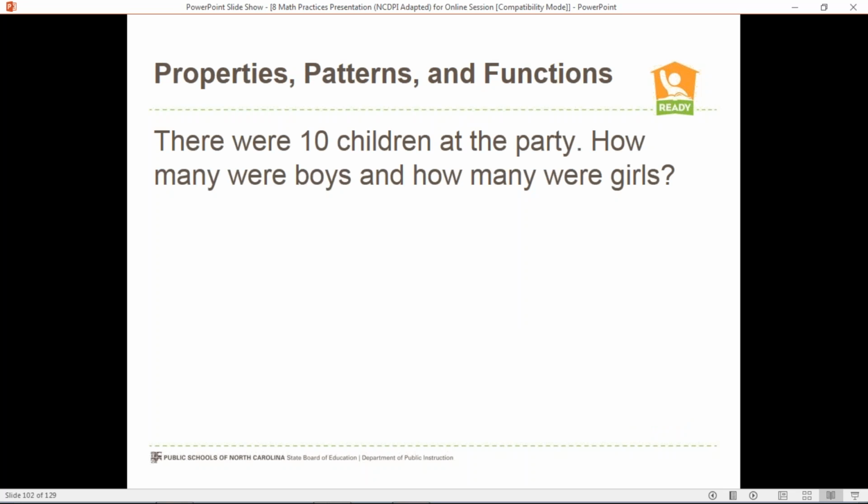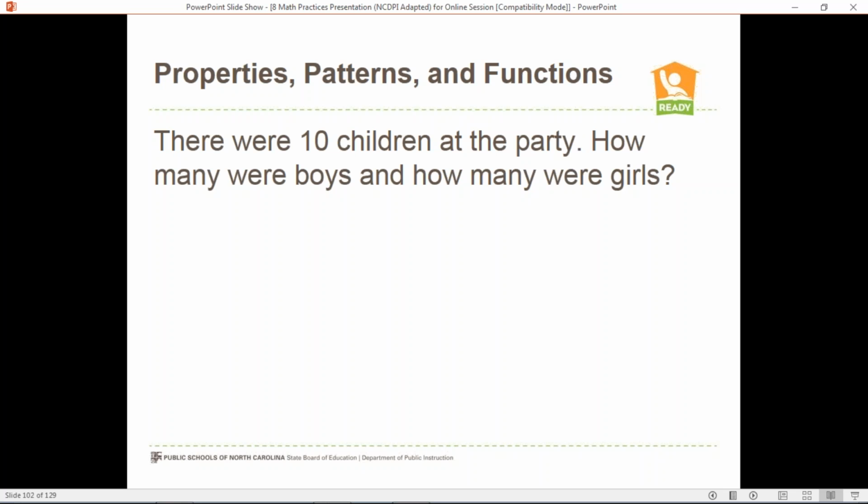So if I have an open-ended question like this, right, there are 10 kids at a party, how many are boys, how many are girls, that becomes kind of this open-ended task, right? We're assuming, or maybe we assume, that there are boys and there are girls, but it doesn't say that, right? So what are all the possibilities?